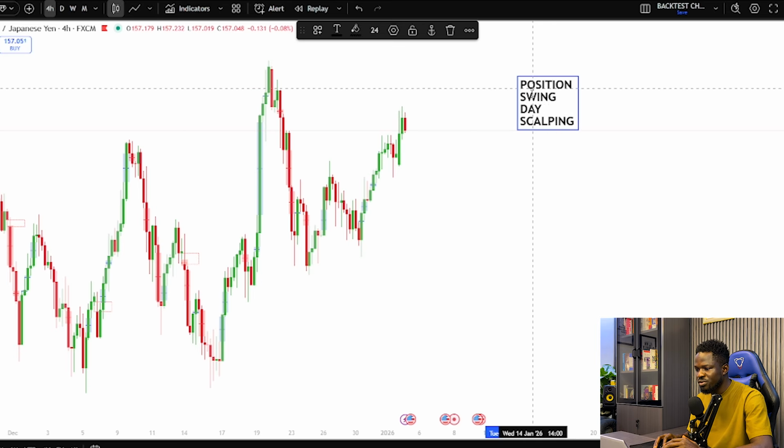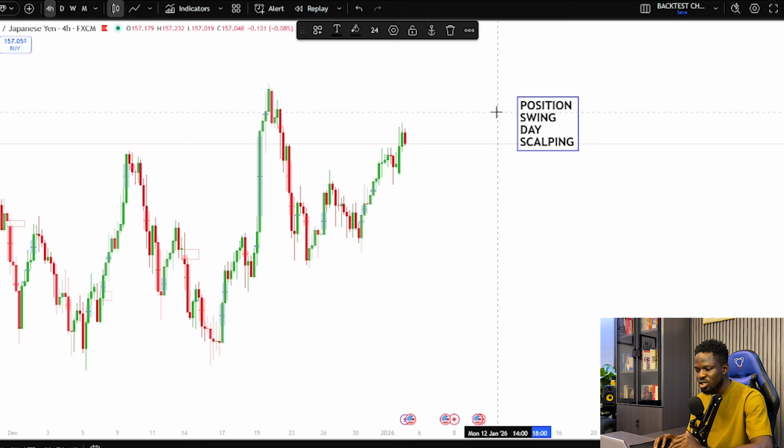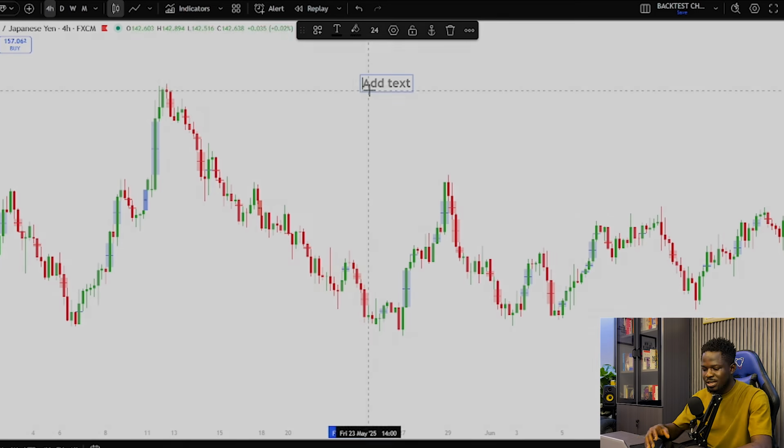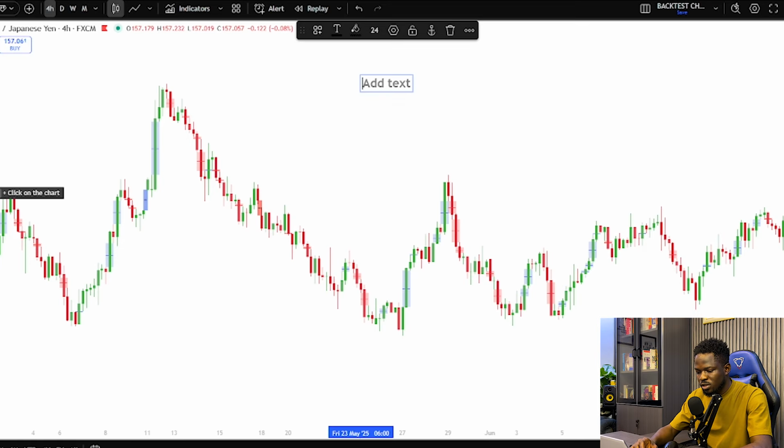The time frame for each trading style is different from one another, but in today's video we are going to use the scalping trading style. As a scalper, the first time frame is the 4 hours time frame, right? That is where you establish your trend. On the 4 hours time frame, you want to figure out the direction of the market.